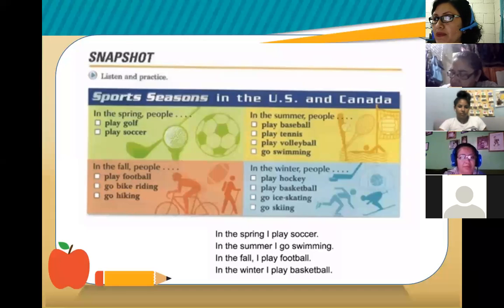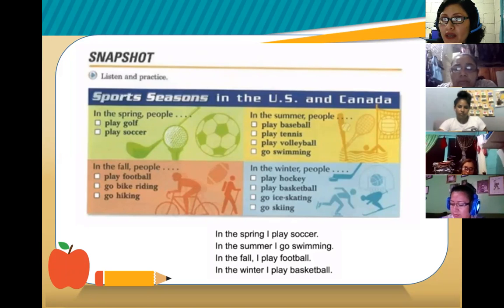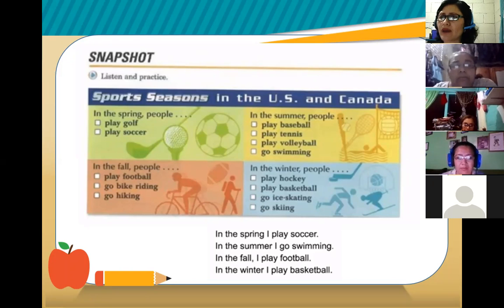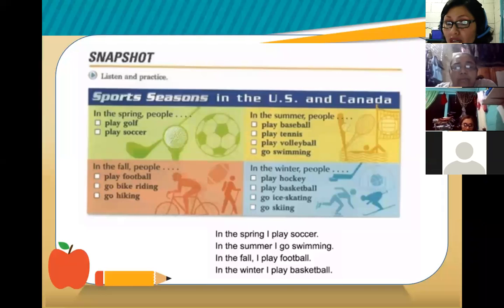Tell me examples. What about El Salvador? These are from the US and Canada, but what about El Salvador? Football. Okay, excellent. We play soccer, right? What else? Basketball. Okay, muy bien, we play basketball. What else? Swimming. Very good. Volleyball. Okay, very good. Do you play tennis? Bike riding. Okay, very good. Play basketball. Exactly. What else? Well, I think only that, right? Okay, very good. That's true. What else?